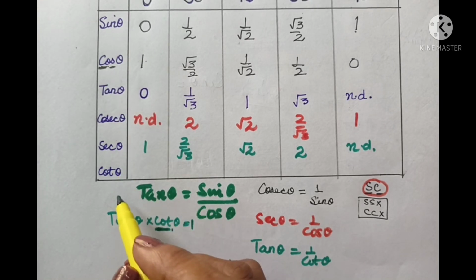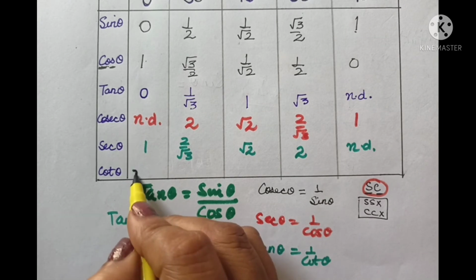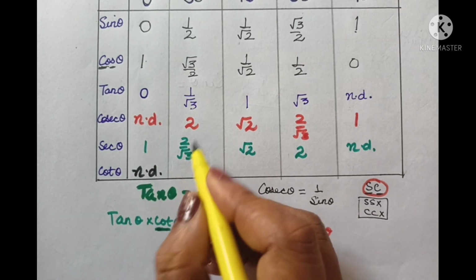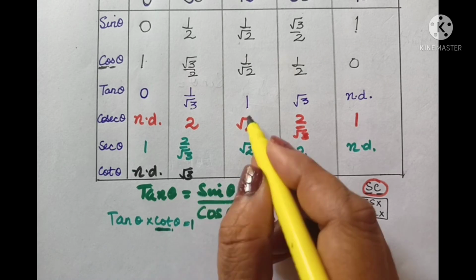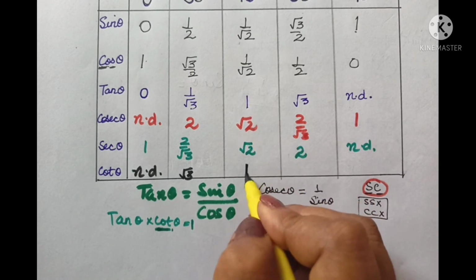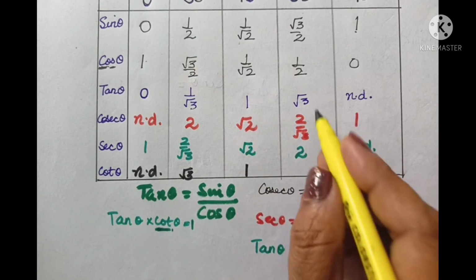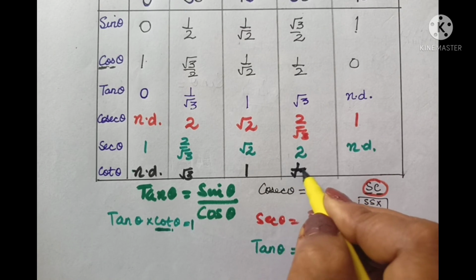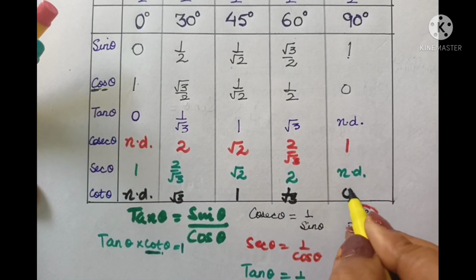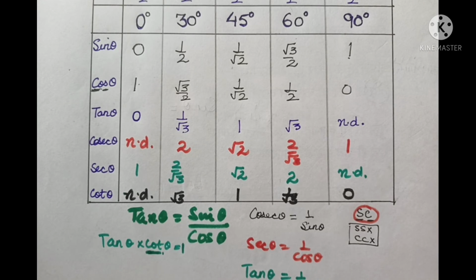So again, let us write down the reciprocals. Reciprocal of 0 is not defined. Reciprocal of 1 by root 3 will be root 3. Reciprocal of 1 will be 1 only because 1 by 1 is 1 only. Root 3's reciprocal is 1 by root 3. So cot 90 will be 0 because reciprocal of not defined will be 0. So these are all the values.